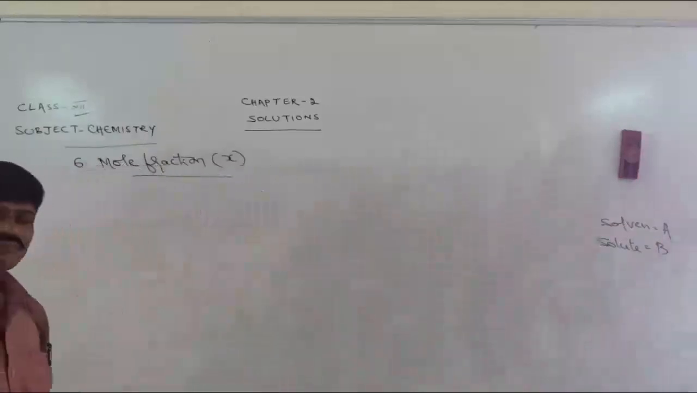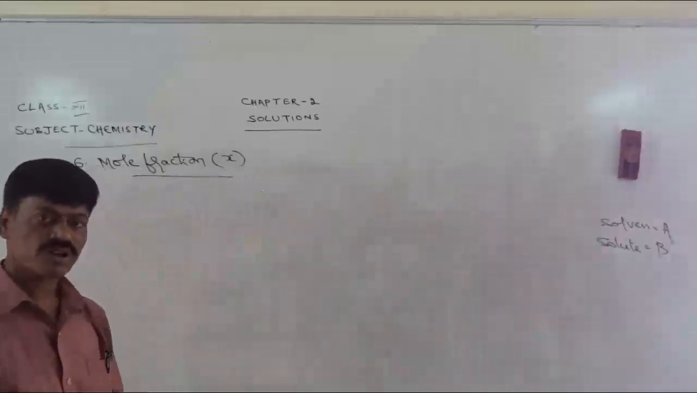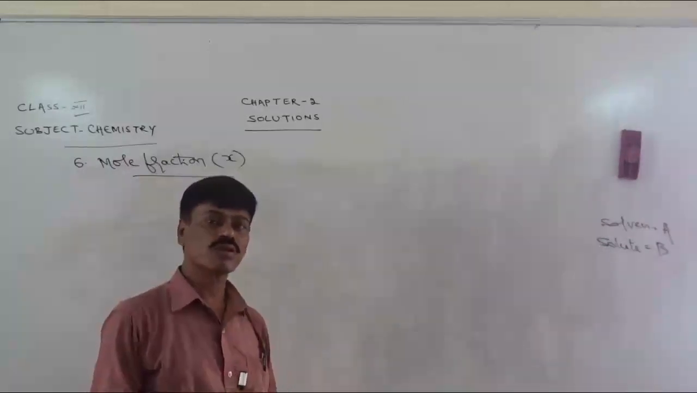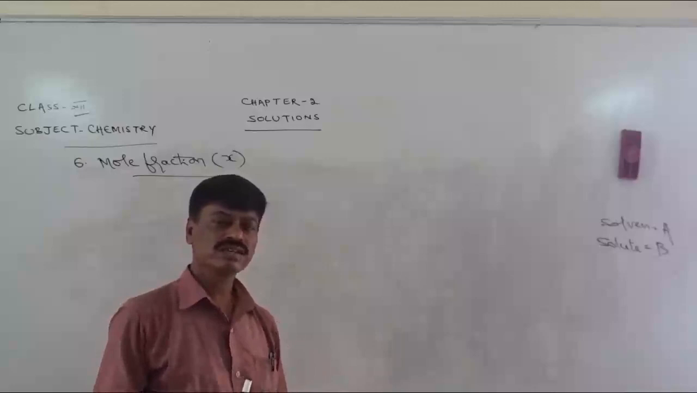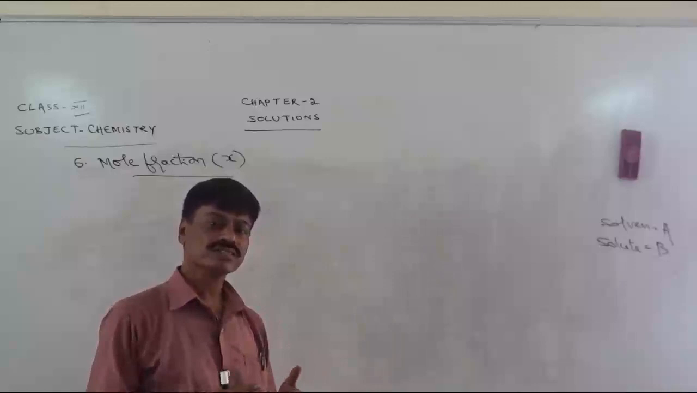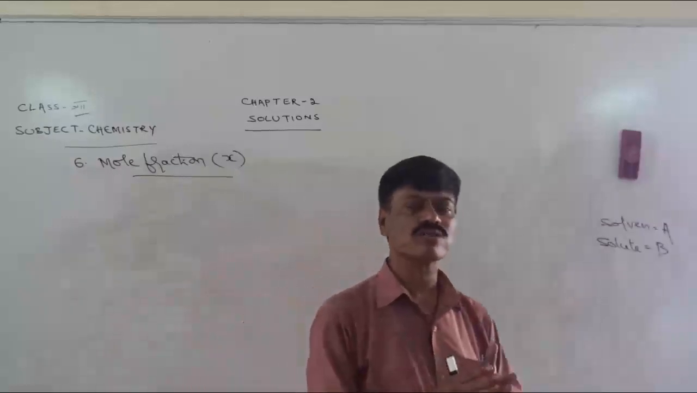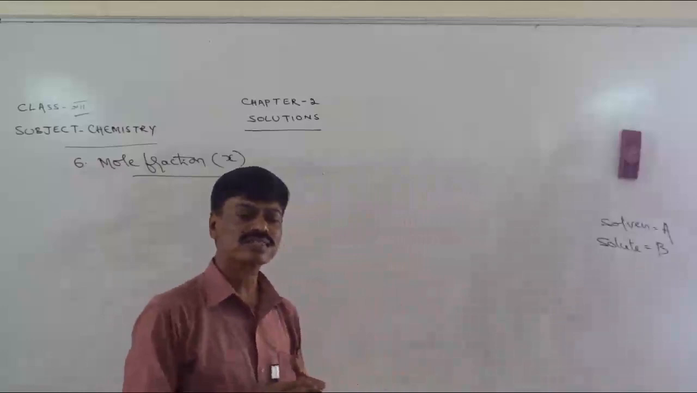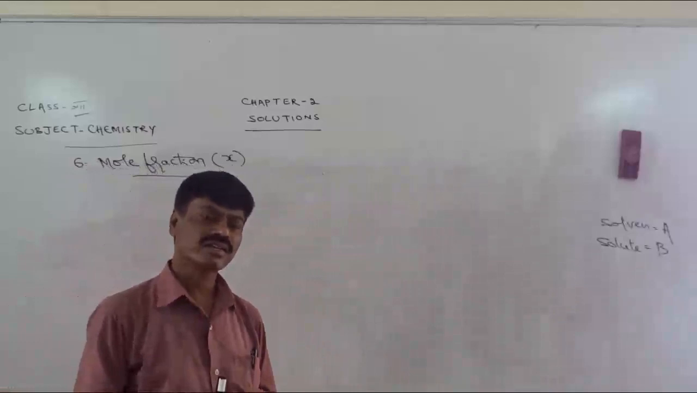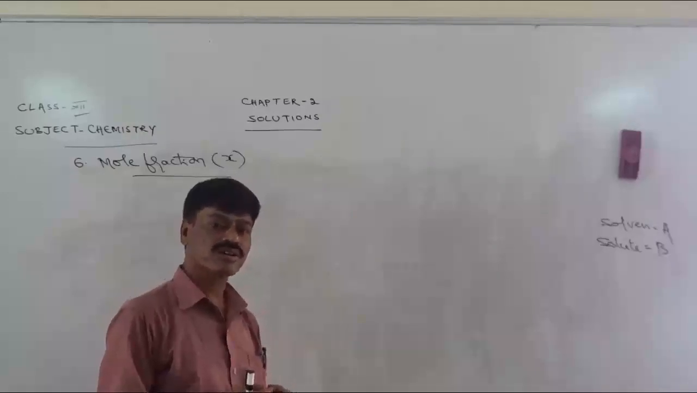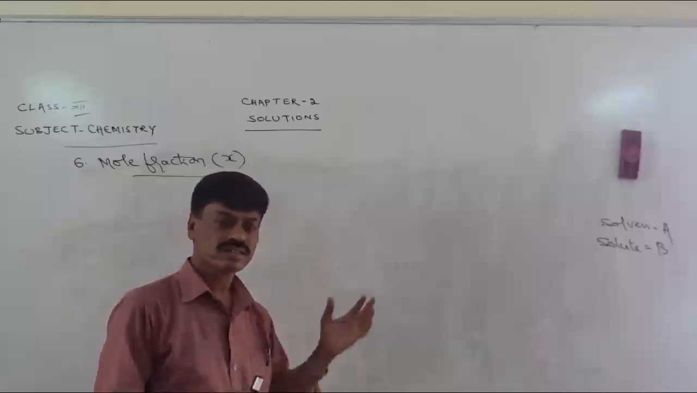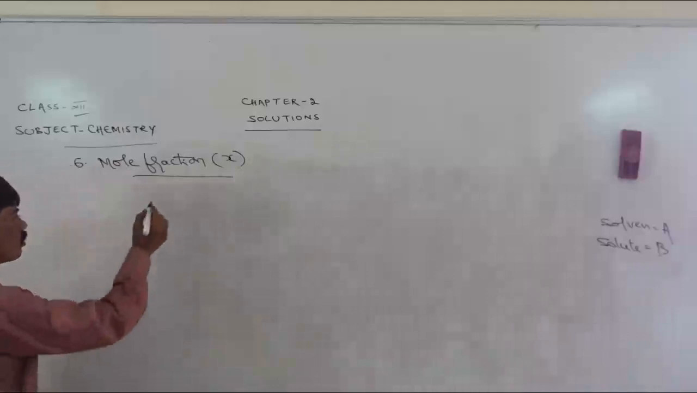Now mole fraction of any component. I have two components in a binary solution. So mole fraction of any component is equal to the moles of that component divided by the moles of both the components together. If you add both the components together, we will get unity. So mole fraction of solute and of solvent can be calculated separately. When these two mole fraction values of a binary solution are added, we should get 1. That is unity. Now let us see how mole fraction of solute is calculated.